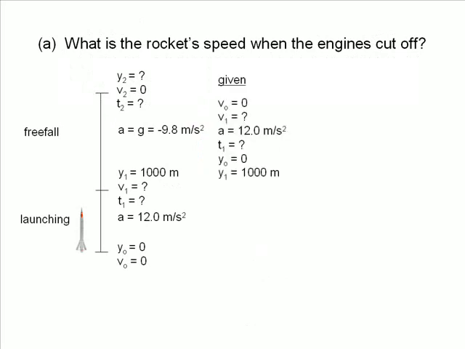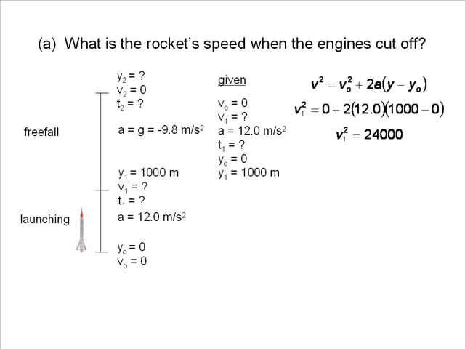We need to find an equation that allows us to solve for the final velocity without knowing the time. Here is the equation that we will use. Input our data, take the square root, and we have found the velocity of the rocket when it starts to slow down. Next thing we need to do is find the time that it took the rocket to launch.